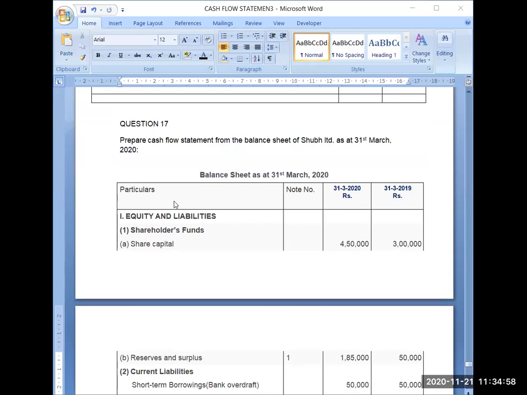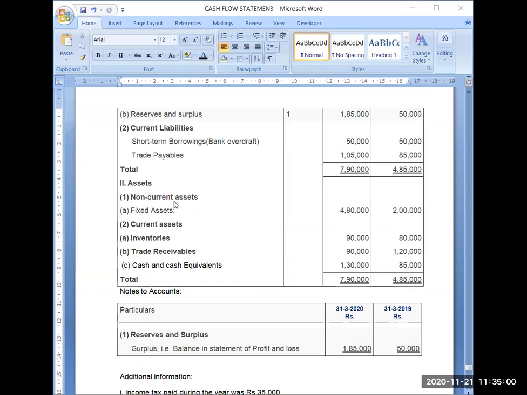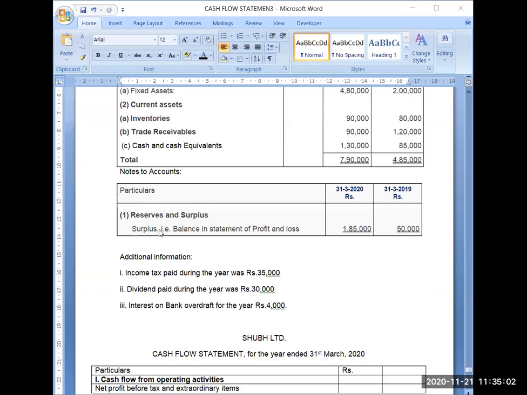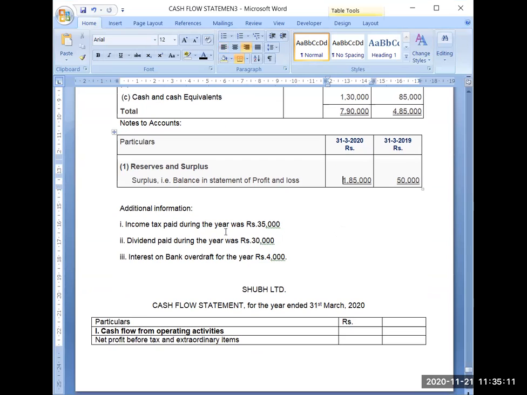So these are the various balances given in this question. Notes to accounts, reserves and surplus information is given. Opening balance of reserves is 50,000 and closing balance of reserves is 1,85,000. Then some additional information is also given.